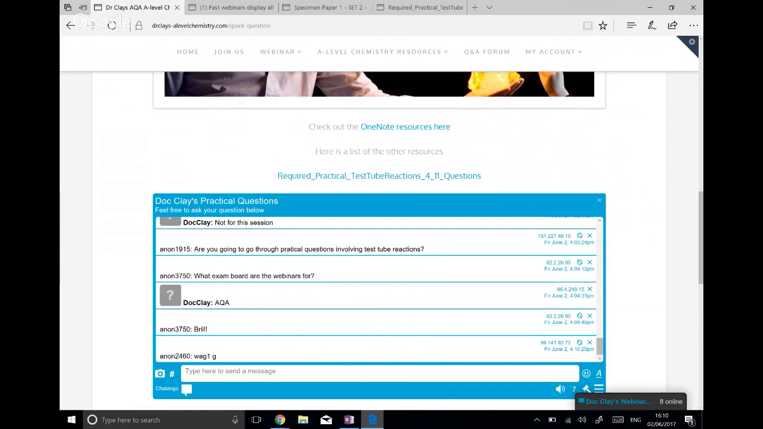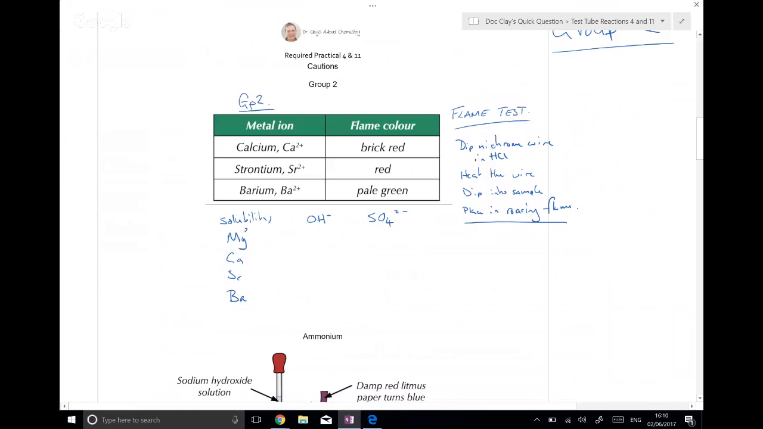These are, of course, group 2s. Now, as we go down the group, the solubility of the hydroxides increases. And the solubility of the sulfates increases in the other direction.